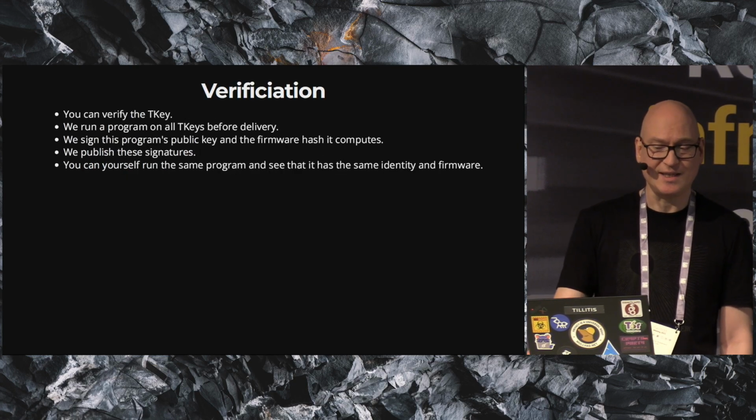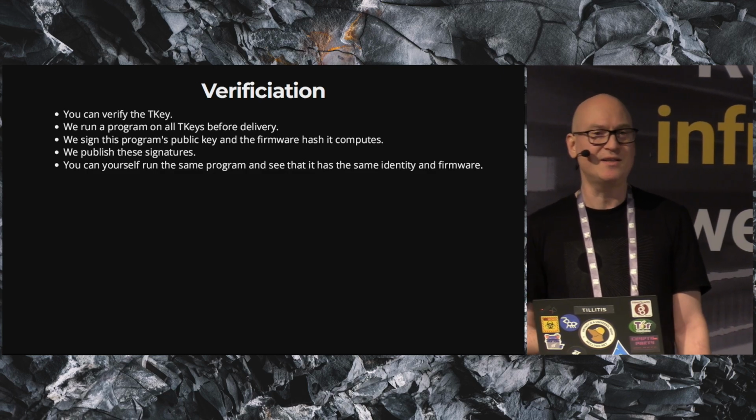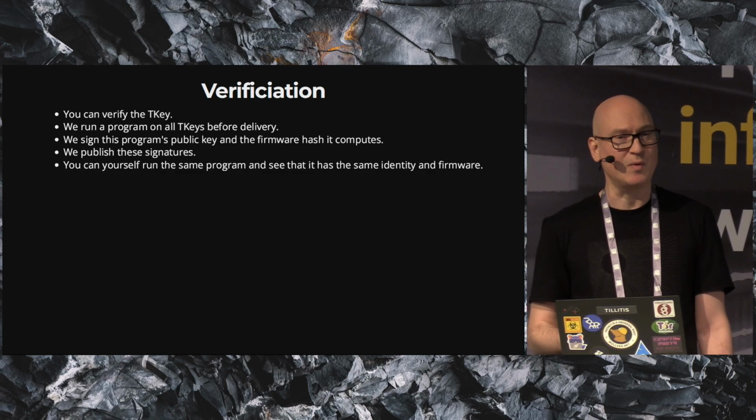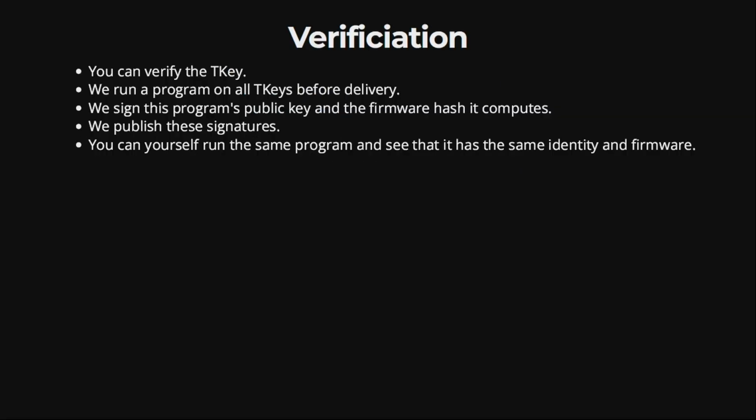You can verify that the TKey you received has the same identity and firmware as the one we sent out. You get the TKey through the mail, and perhaps someone nicked your mail and replaced it with something else, so you want to check. Our verification is done by us running a program on all devices before delivery. We sign this program's public key and the firmware hash it computes. We publish these signatures on the web, and we provide the client programs that run the same TKey program, check the identity, the firmware, and verify our signatures.